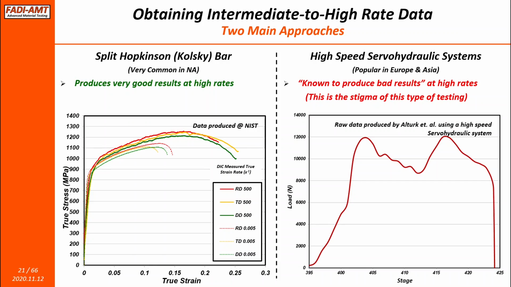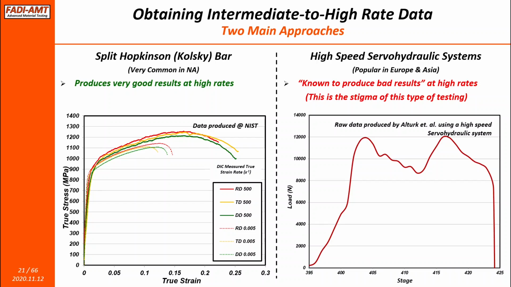Then we go to the technical differences. The Kolsky bar, or the split Hopkinson bar, is known in the literature to produce very good results at high rates. And these are some of the results that we obtained with our colleagues at NIST 5-6 years ago. At a strain rate of 500, which is relatively high, you can see the curves are relatively good compared to what is known in the literature for the high-speed servo-hydraulic machines. The general stigma is that such machines generate bad results.